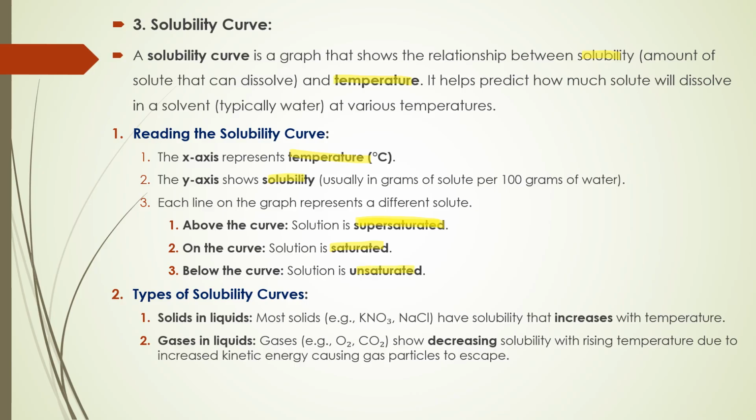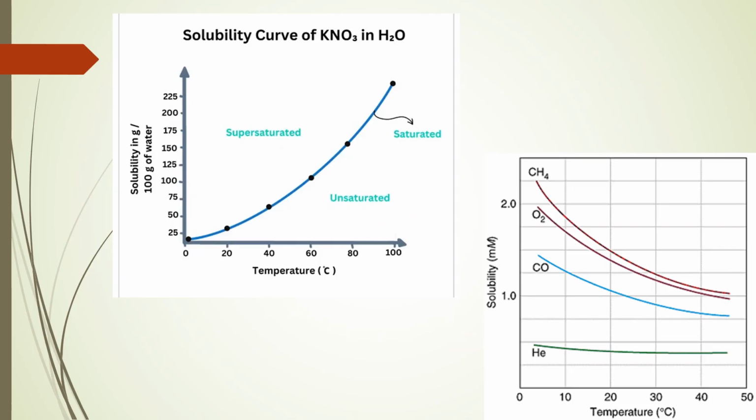Types of solubility curves: solids and liquids. Most solids, KNO3 and NaCl, have solubility that increases with temperature, while gases and liquid gases, O2 and CO2, show decreasing solubility with rising temperature due to increased kinetic energy causing gas particles to escape. Solubility curves of H2O and KNO3. So as you can see here, this region is supersaturated, if the curve is on top. This region is saturated, and below this region is unsaturated.